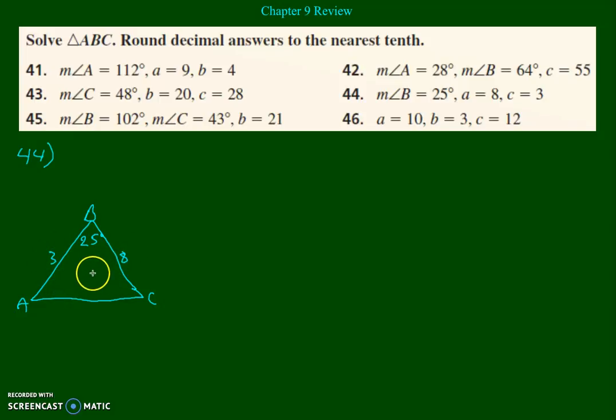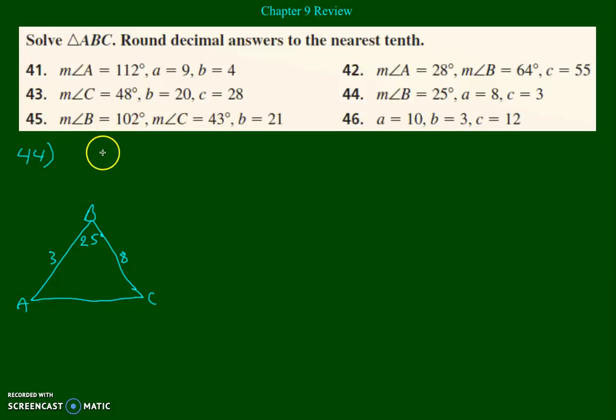Now here we have a little bit of a different situation. We don't have any sides opposite the angle, and we don't have any angles opposite known sides. So this is going to be an example of the law of cosines. And the law of cosines is not quite as nice and neat as the law of sines is. The law of cosines has 3 general forms, but I'm just going to write one of them.